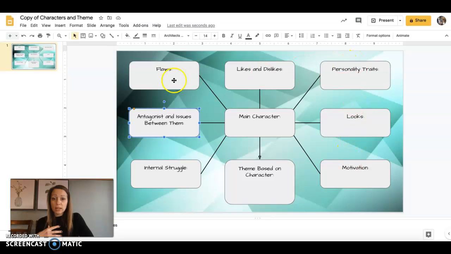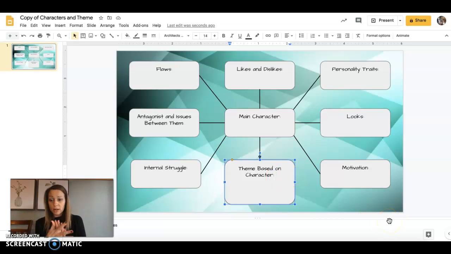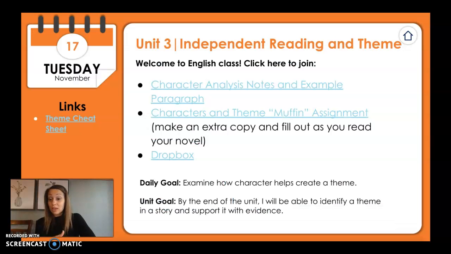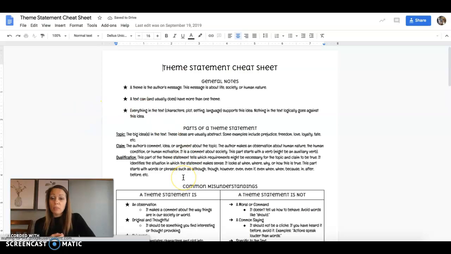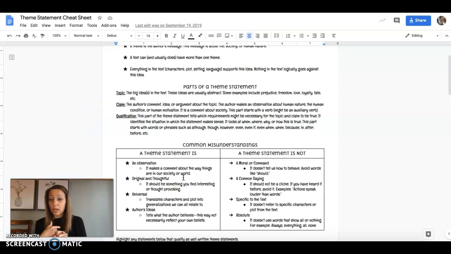After you fill out all of those boxes, then I want you to look at all of them, and based on the character and all of these pieces that you have of this character, all of this analysis of this character that you have, I want you to figure out what you think the theme is just based on the character. So, what three-part theme statement is there based on the character? If you are having some issues with theme, I have a quick little cheat sheet here for you that you can look at. Remember, a theme includes a topic, a claim, and a qualification. And then those parts are listed out here for you so that you can see the definitions.